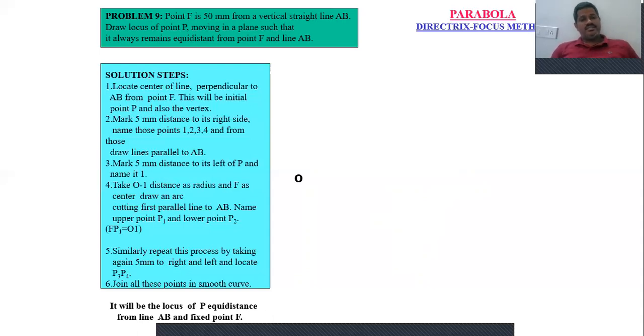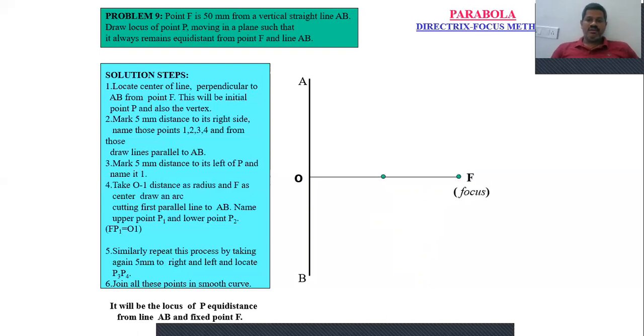Now locate the center line here. Then name all those points as AB. Then locate the vertex point here. This vertex point is exactly at the mid of OF. OF is 50 mm, so V will be 2.5 centimeters, or 25 millimeters, from O or from F. This V point is lying 25 mm from the directrix and 25 mm from the focus.